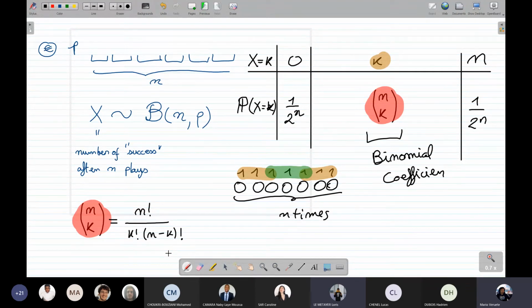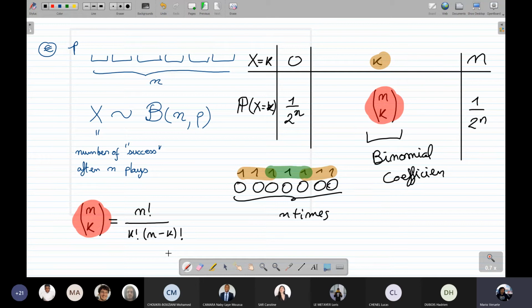No problem. So the binomial distribution is: I am launching n times a coin, and knowing the probability of having a particular number of successes depends on the number of ways I can put k times the number 1 inside my word. So I have to choose k objects among n.